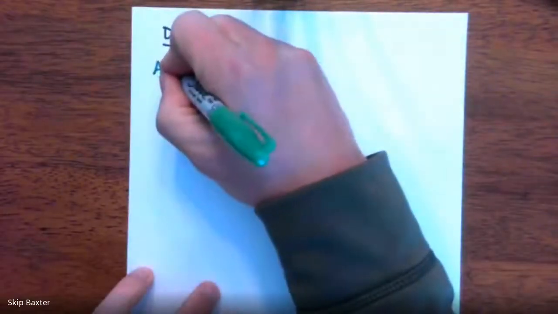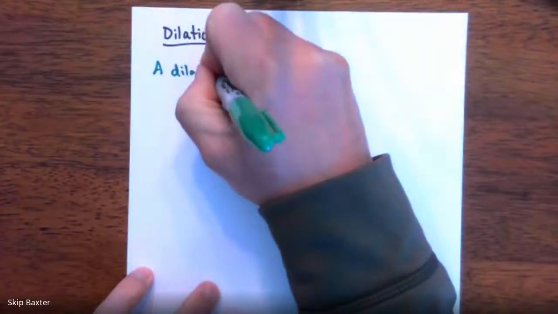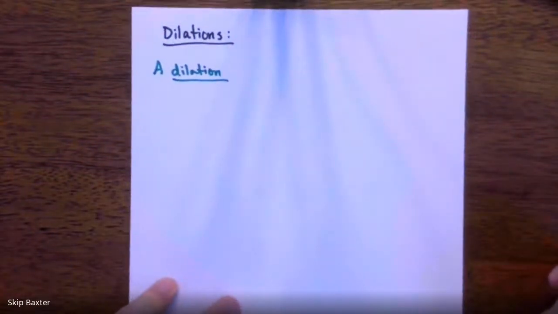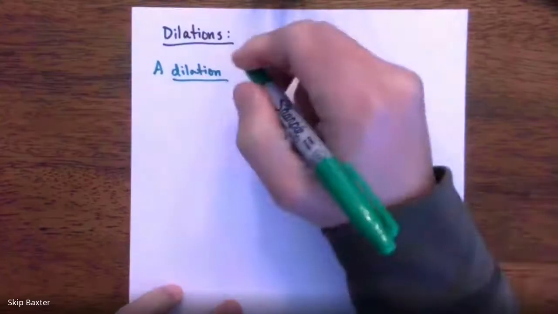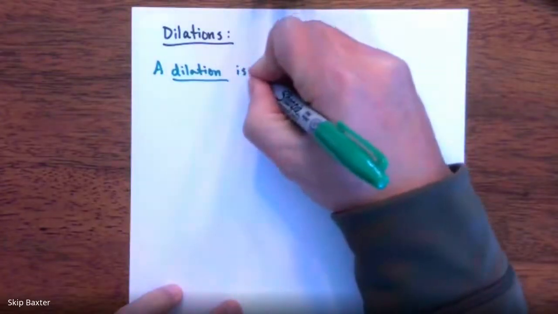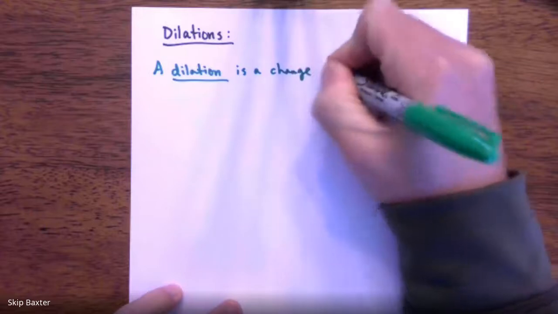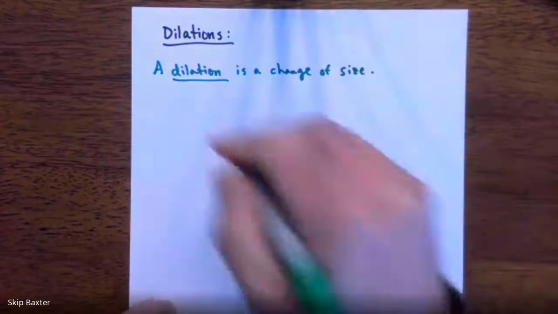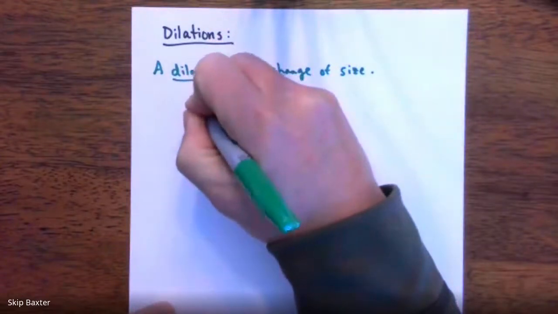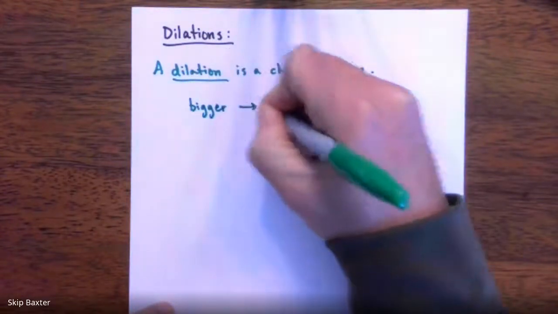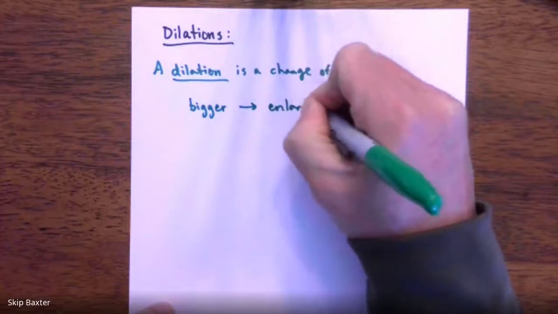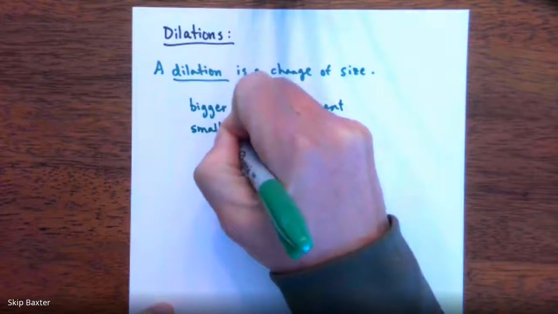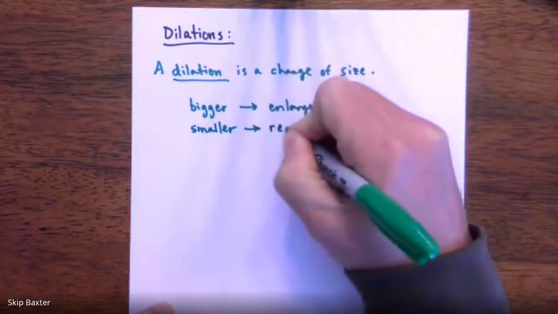So a dilation, I'm sure you've heard that word before in the context of like your pupils are dilated or something like that. And a dilation is just a change of size. That's it. And if the figure gets bigger, this is called an enlargement. And if a figure gets smaller, this is called a reduction.